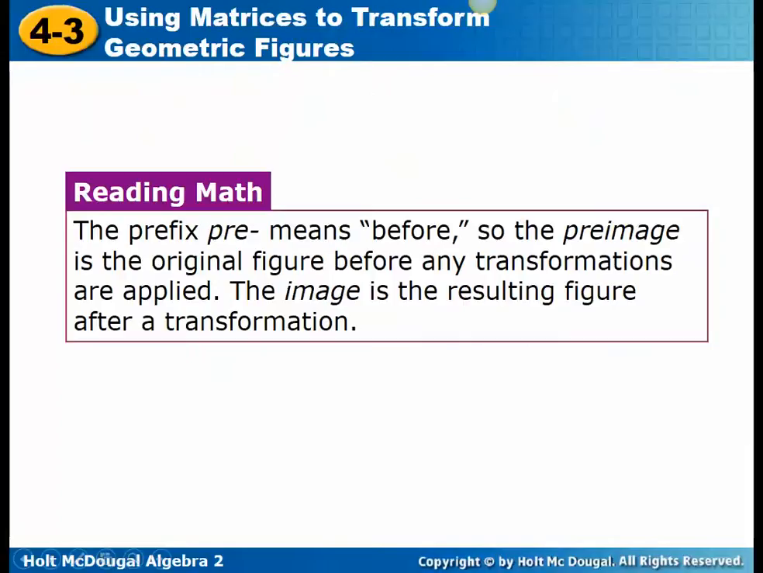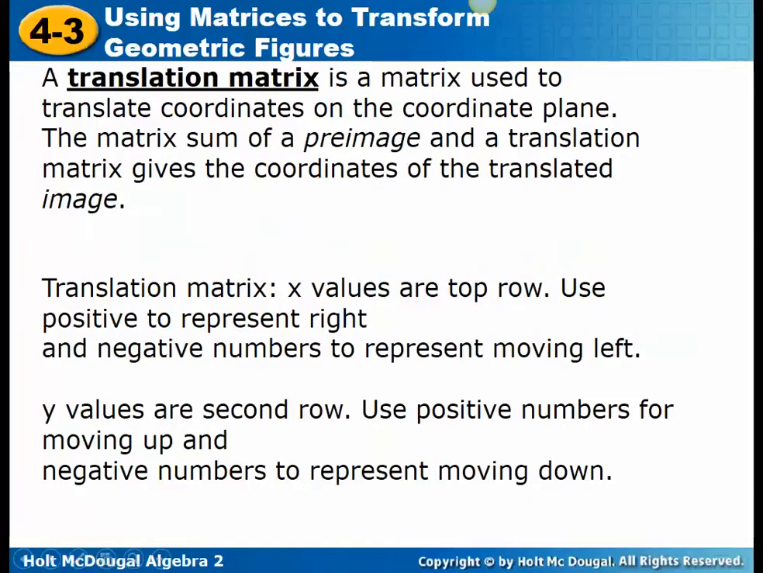If you do that, then you can use matrices to transform the figure. If it is a pre-image, that's the original figure, and the image is after the transformation. You probably studied transformations of figures in geometry. So the translation matrix is a matrix used to translate coordinates on the coordinate plane. So if you add the matrix of the pre-image plus the translation matrix, you will get your new image after your translation. So in the translation matrix, the x values will be the top row.